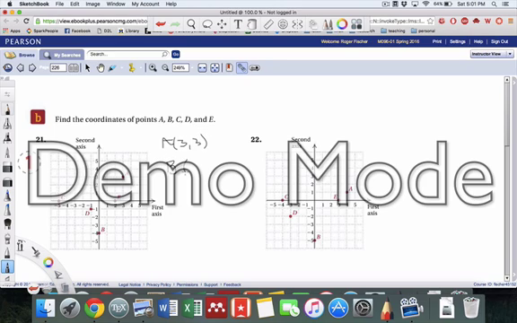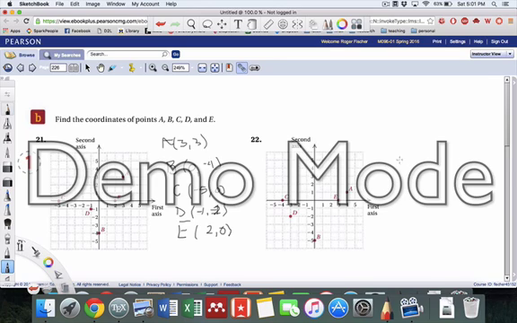B has first coordinate 0, second coordinate negative 4. C has first coordinate negative 5, second coordinate 0. D has first coordinate negative 1 and second coordinate negative 1. And E has first coordinate 2, second coordinate 0. Now it would be a good exercise for you to look at these coordinates and determine which quadrants they're in, if any, without looking at the picture.